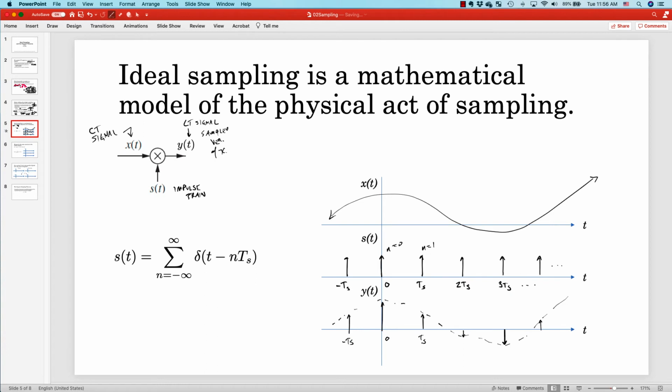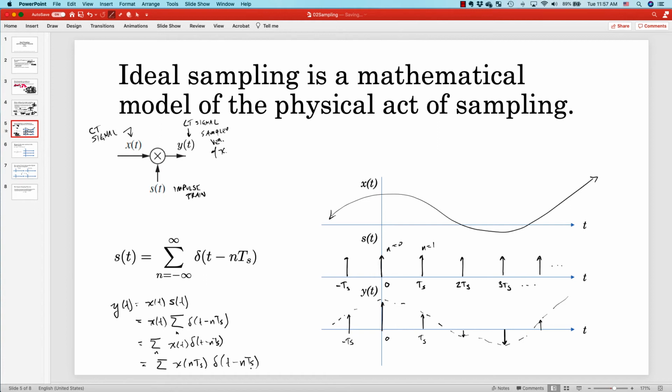Okay, so to show you what's going on here, we're saying y of t is x of t times s of t, which means it's x of t times this infinite sum. And since there's no n's or anything in the x, we can bring it into the sum. And now we're going to do a bunch of product property rules. So this is then the infinite sum of x at nt_s times delta of t minus nt_s.